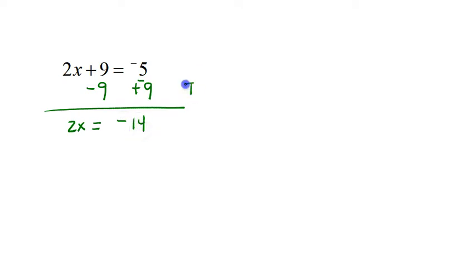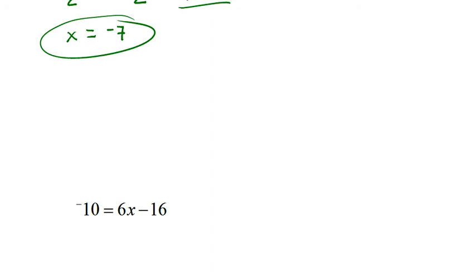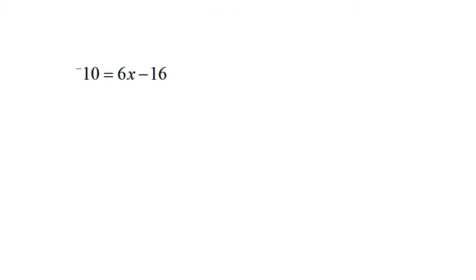That was the transformation principle of subtraction for equality. I'm going to divide both sides by 2. This leaves me with x equals, I've got a negative and a positive, so I'm going to get negative 7. So x equals negative 7 is my answer. I used both the principles, the transformation principle of subtraction for equality and the transformation principle of division for equality. Here's another example.